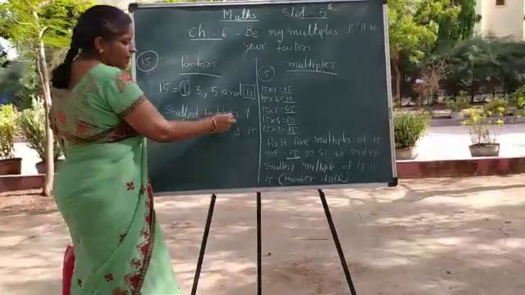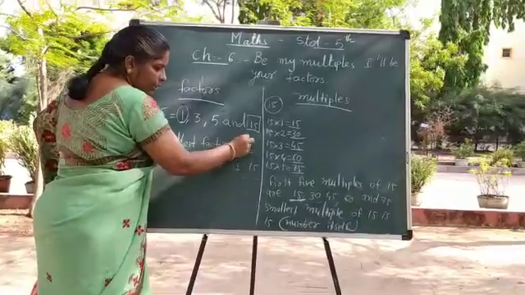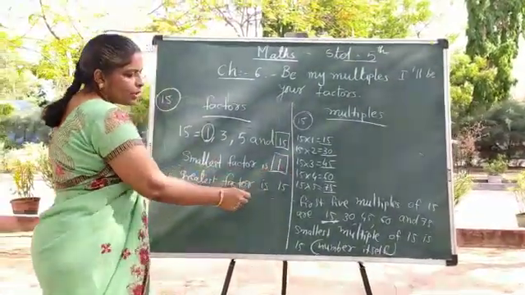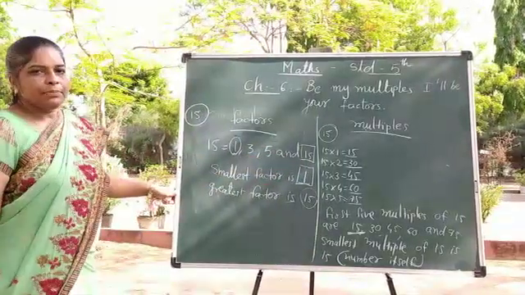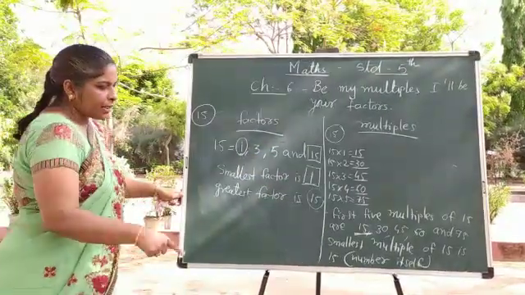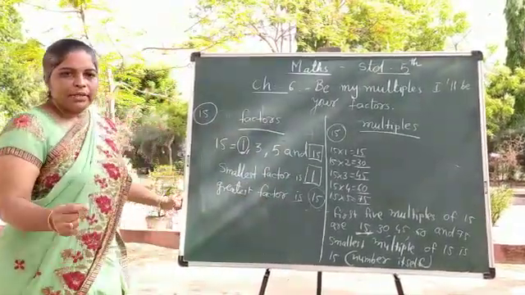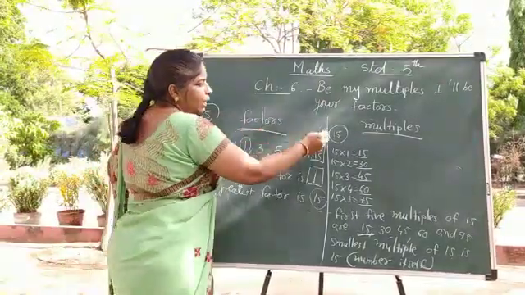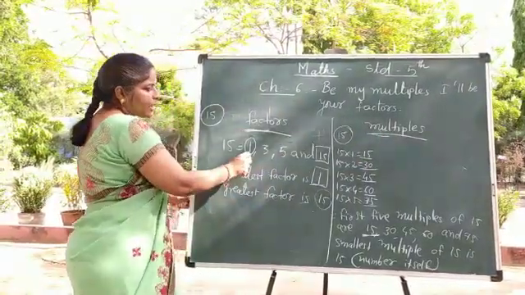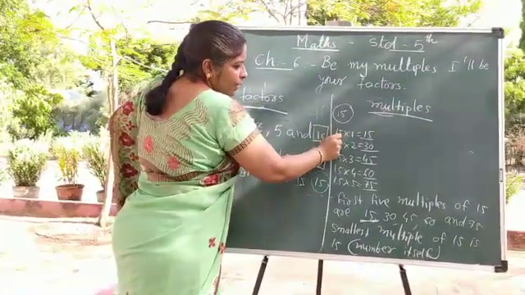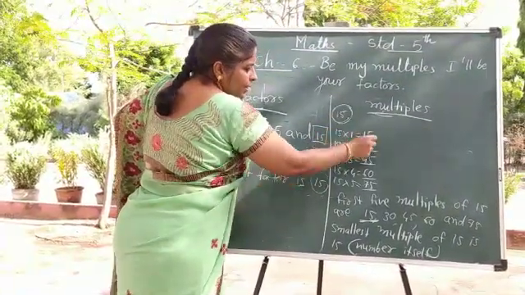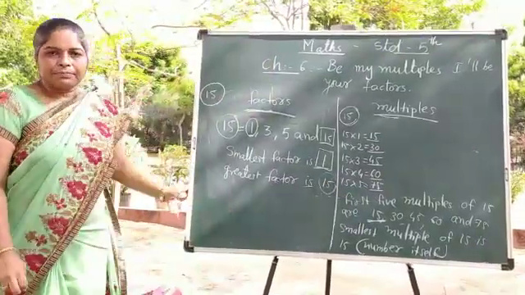So that is clear. In factors, 1 comes in all numbers as the smallest and the greatest is the number itself. Here the smallest multiple is the number itself and there is no greatest. This is the difference between factors and multiples. Factors can divide the given number, whereas multiples are the number multiplied many times.